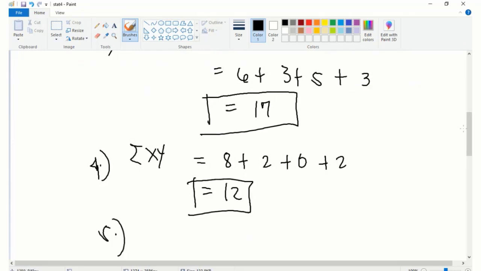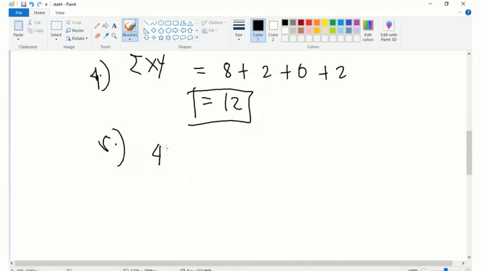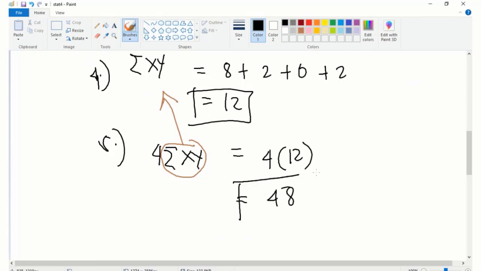Okay, last but not the least, number 5. Ang sabi niya is 4, summation of xy. So, alam na natin ito na part, 'di ba? Itong part na ito, alam na natin. Ayun siya, oh. So, diretso na lang natin, 4 times 12. So, 4 times 12 is equals to 48. And that's it. That's the answer.